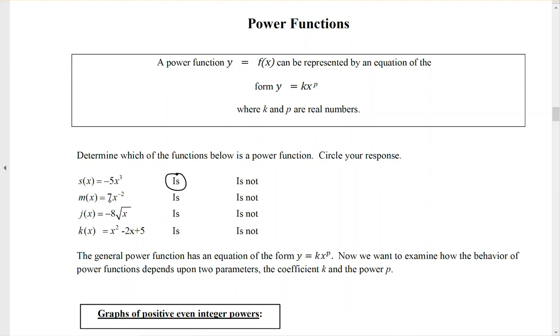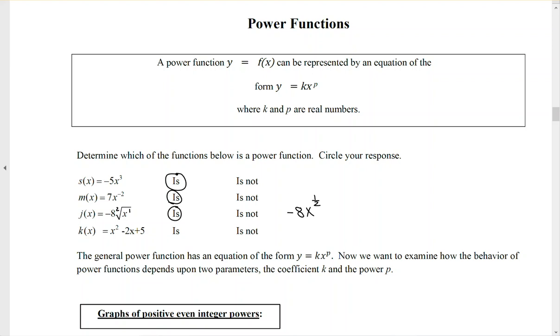And the same for the next one. 7 is a real number, -2 is a real number. We're all good there. At first, it doesn't look like j of x is going to be a power function, but if you think about this, remember the square root of x can be written as x to the 1 over 2 power. Remember, there's a little 2 out here and a power of 1. So again, -8 is a real number, 1/2 is a real number. This is a power function.